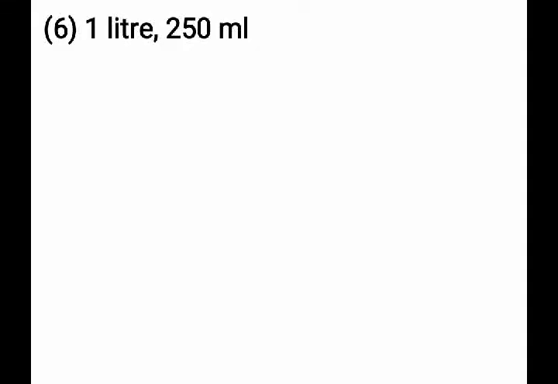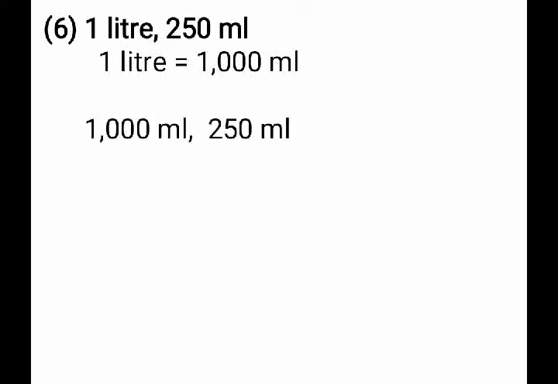First quantity is given 1 liter. Second quantity is given 250 milliliter. If the first quantity is given unit liter, you have to convert into milliliter. 1 liter is equal to 1000 milliliter. This is the formula. So again you have to write first quantity number and second quantity number. In place of 1 liter, you have to write 1000 milliliter first quantity. And second quantity which is given 250 milliliter, that you have to write as it is. 1000 milliliter and 250 milliliter.